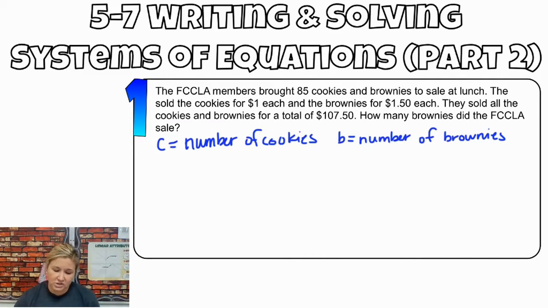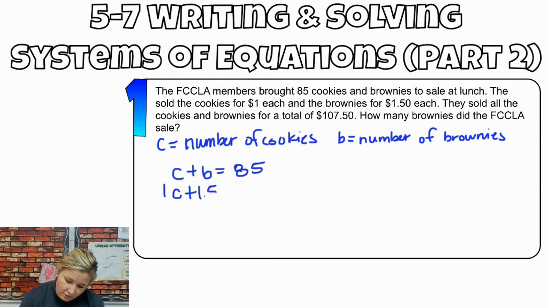So I'm going to set up my two equations. So I know that they brought 85 total together. So I know that the number of cookies plus the number of brownies is going to give me 85 total. Then I'm going to keep all my money in the same equation. And we kind of talked about that. You want to keep all your money in the same equation there. So my cookies sell for $1 and my brownies sell for $1.50. And I made a total of $107.50. Now I have to decide, how do I want to solve this?